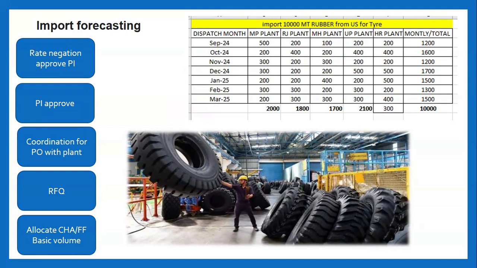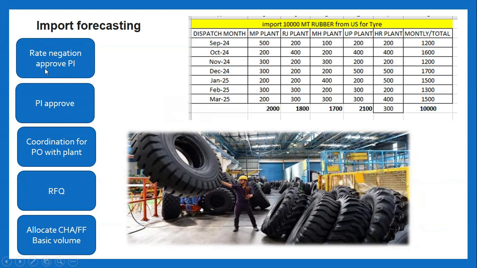Here we are the process manager, because this activity is handled by the process manager, not a single logistics person. The process manager will instruct the different teams to do the activity. The process manager will instruct the purchase team to import this 10,000 metric tons of rubber. So what is the process?